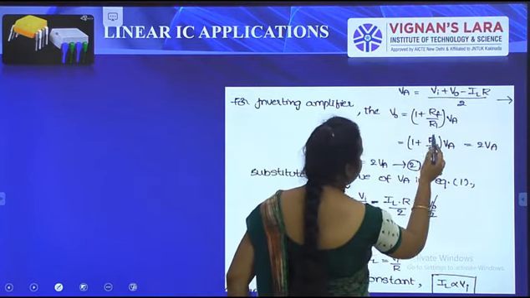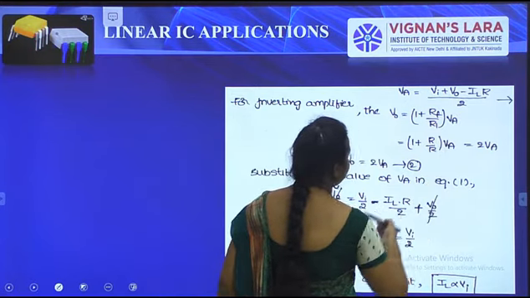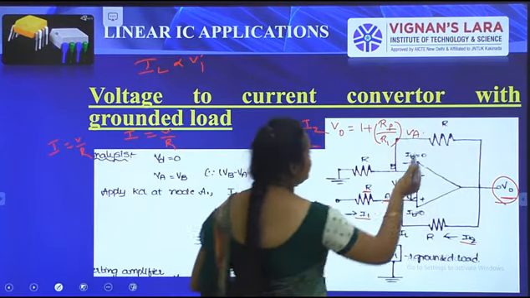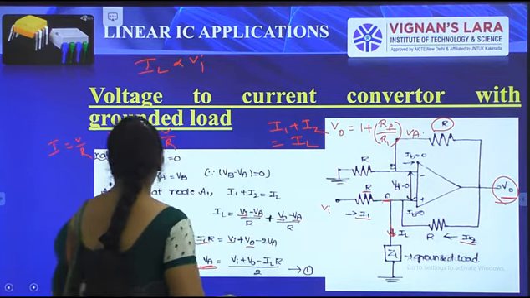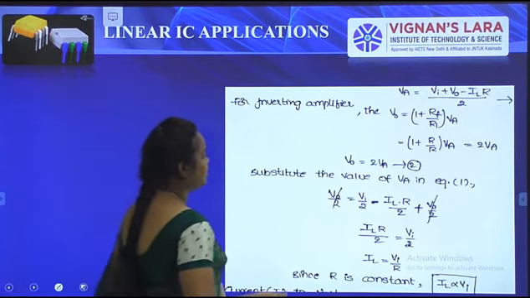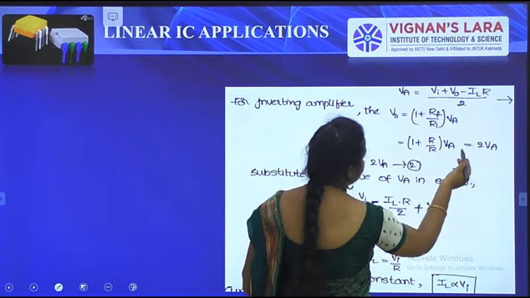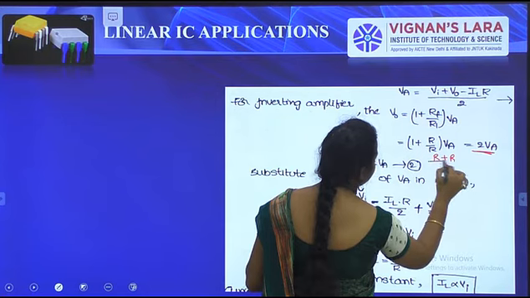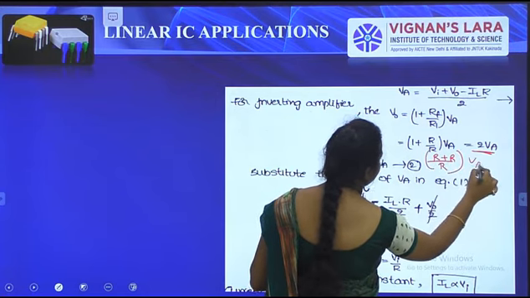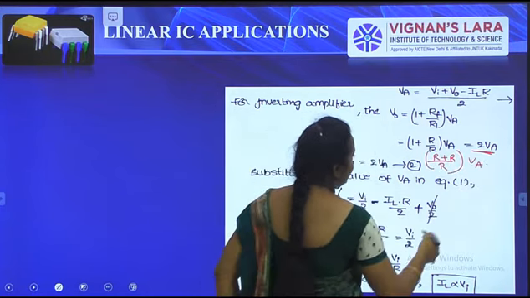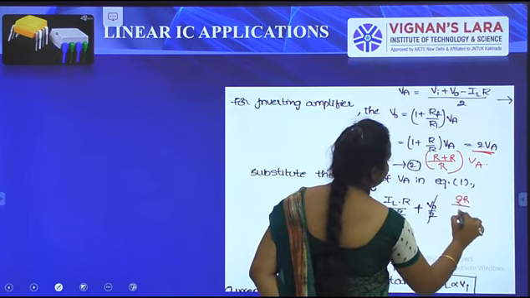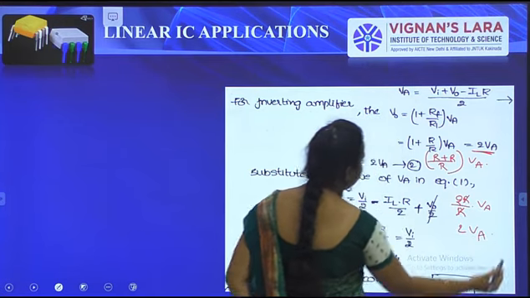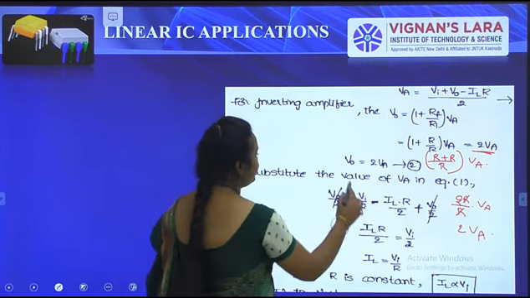Here from the circuit, RF is R, so we put R in the place of RF. So we get R plus R by R into VA, which is 2R by R into VA. R gets cancelled, and we get 2VA. So V0 is equal to 2VA.